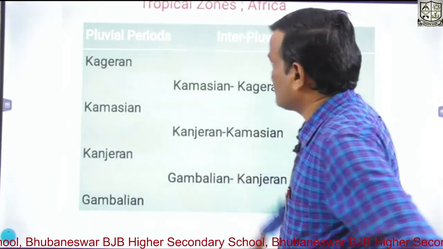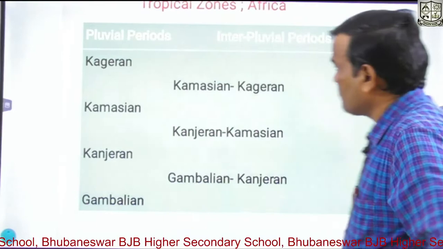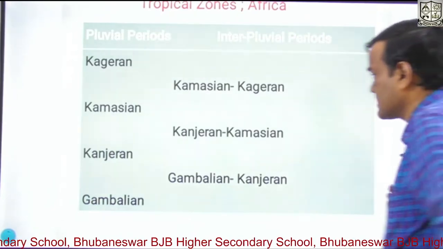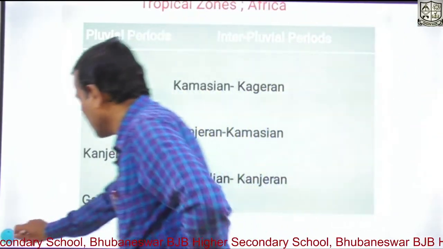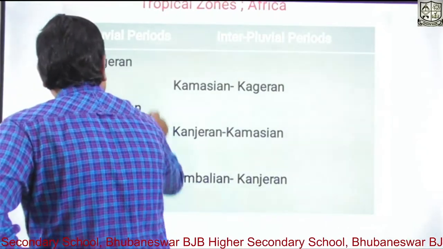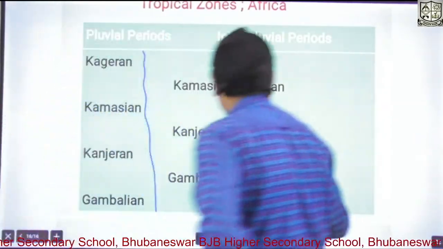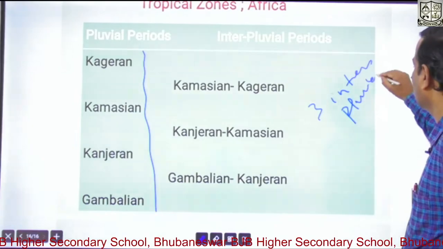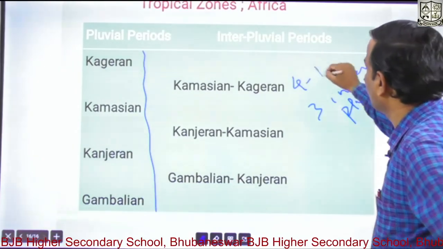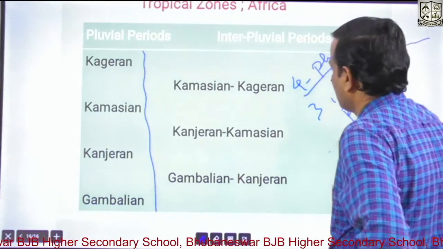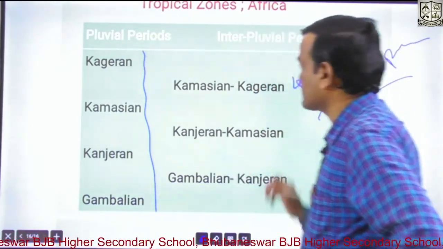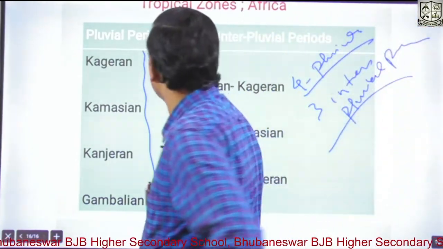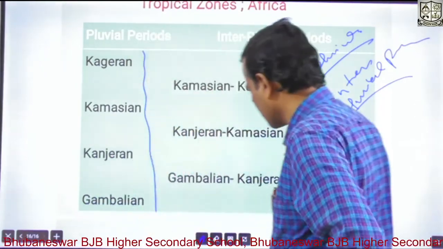In tropical zones, particularly in Africa, we also know about the pluvial periods with the help of the geological time scale: the Gamblian, Kanjeran, Kamasian, and Kageran. These are four pluvial periods, during which heavy rains were found. There are also three interpluvial periods between them. These were found in the tropical zones of Africa.